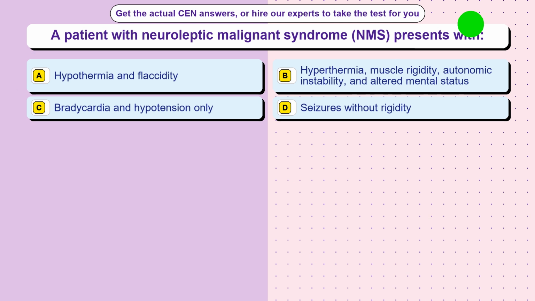Question 59. A patient with neuroleptic malignant syndrome, NMS, presents with Option A, hypothermia and flaccidity. Option B, hyperthermia, muscle rigidity, autonomic instability, and altered mental status. Option C, bradycardia and hypotension only. Option D, seizures without rigidity.